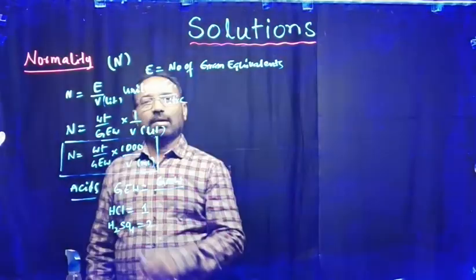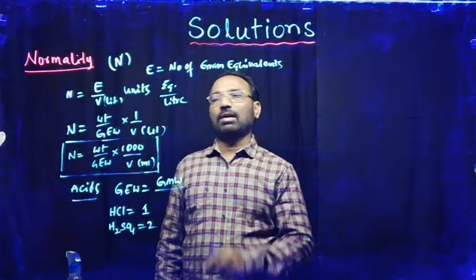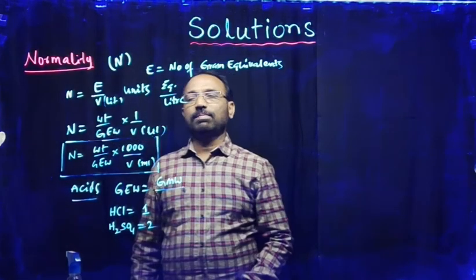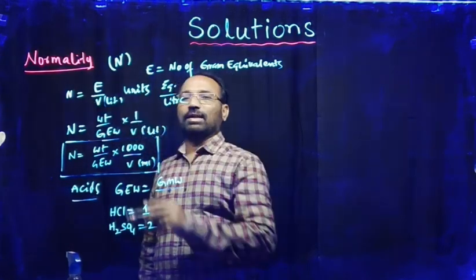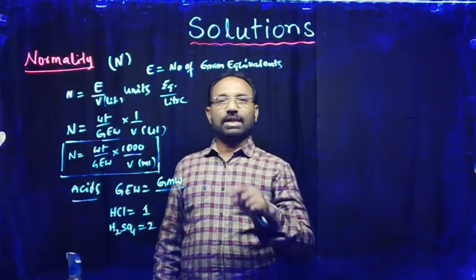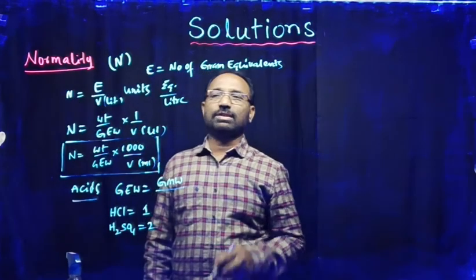Here the normality also depends upon the temperature. Why does the normality depend upon the temperature? In the normality formula, the volume term is there. This volume changes with the temperature. Therefore, the normality also changes with the temperature.